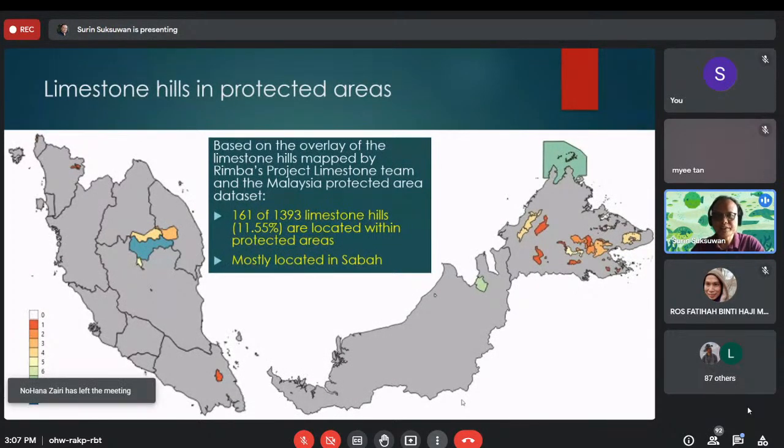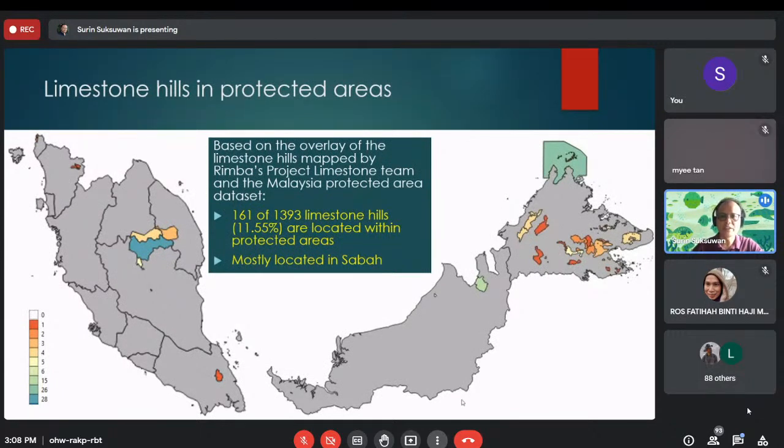You can see that some of the limestone hills have actually been included in protected areas. So those colored areas, you can see where we have limestone hills within the protected area. Based on the analysis done by the RIMBA team using their limestone or karst database incorporated with the Malaysian protected area data set, the number they came out with was about 161 of the more than 1,300 limestone hills in Malaysia within protected areas. That's equivalent to about 11.55%. That means almost 90% of our limestone hills remain unprotected.